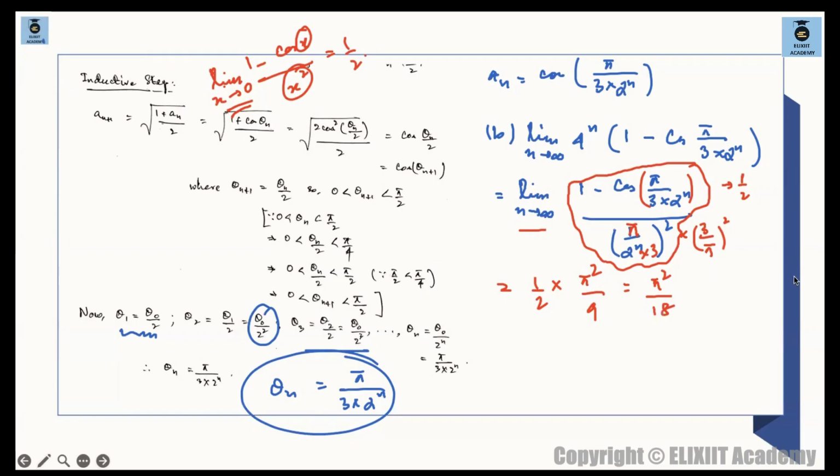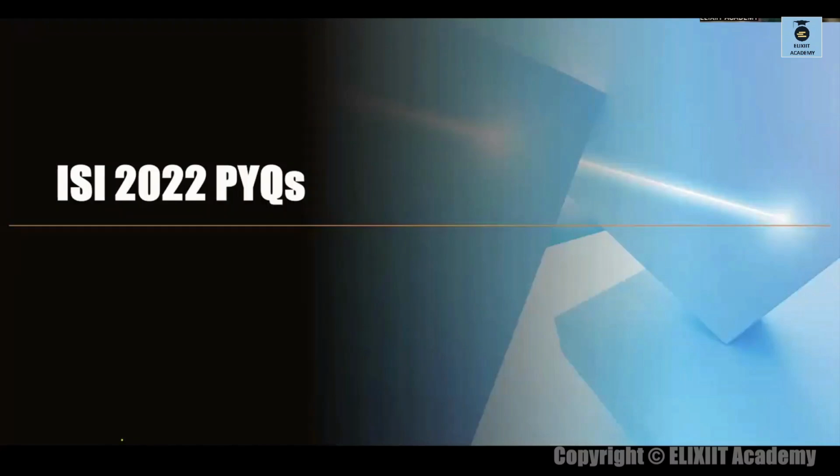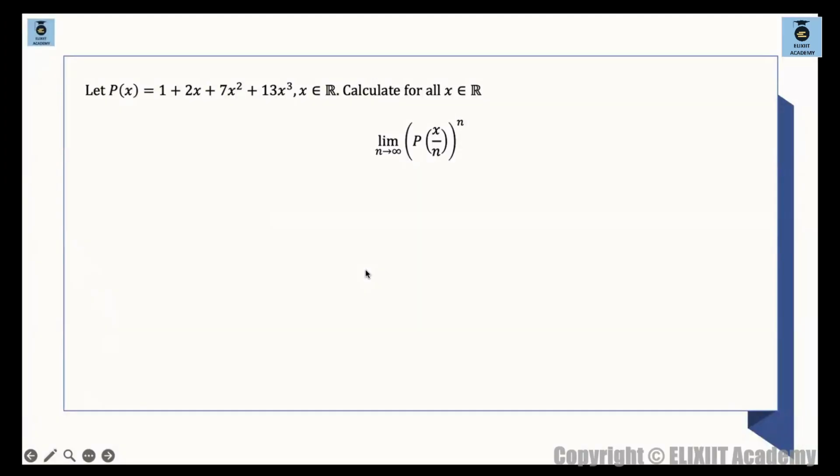Limit is easy to calculate once you have got theta. Next, we move on to 2022 PYQs. Okay, a direct UGB question I've given.